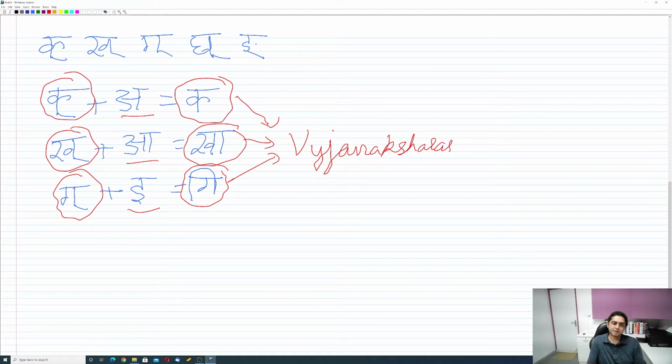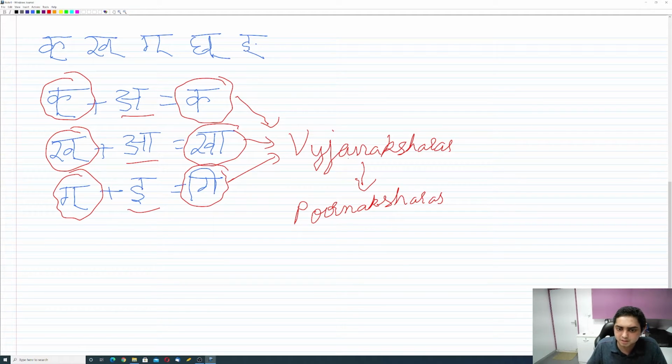So these are the Vyanjanaksharas, and the ones circled in red on the left are the Vyanjanani, or the Vyanjanas. Vyanjanaksharas are also called Purnaksharas. I'll explain the meaning of a Vyanjanakshara. A Vyanjanakshara is basically a Vyanjana plus Akshara. And when we call it a Purnakshara, Purna means complete and Akshara means letter, complete letter.